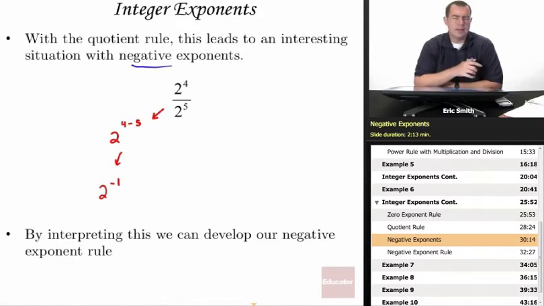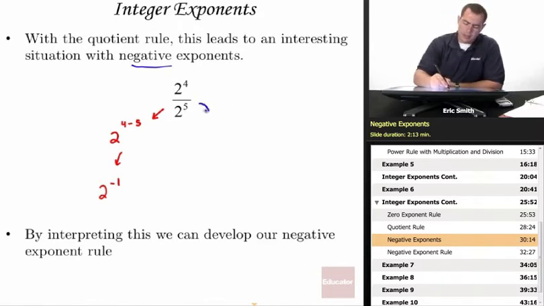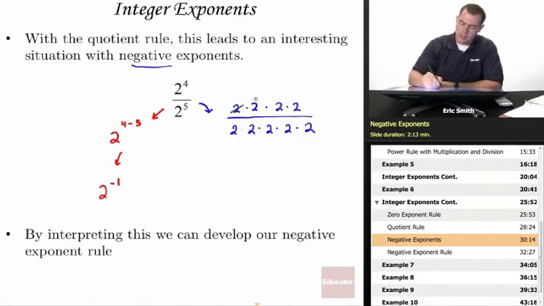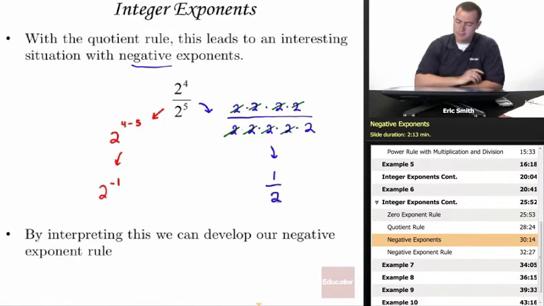Well, to really get a handle on what that means, I'm going to look at the original problem as, say, repeated multiplication. So this would be 2 times 2 times 2 times 2 all over 2 times 2 times 2 times 2 times 2. So I have 4 of them on top and 5 of them on the bottom. Now let's go through and cancel out all of our extra 2's. So 4 from the top, 4 from the bottom. You can see from doing this there's only one left, and it's on the bottom. So this would be 1/2.